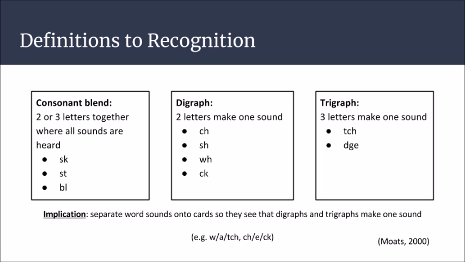Knowing these definitions and being able to identify these can make a big difference in students' ability to decode words when reading. One way students can practice these skills is by putting words together using cards with different sounds on them. So include those digraphs and trigraphs to show them that 2 or 3 letters can make only one sound together.